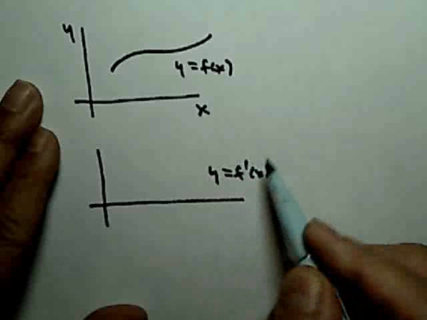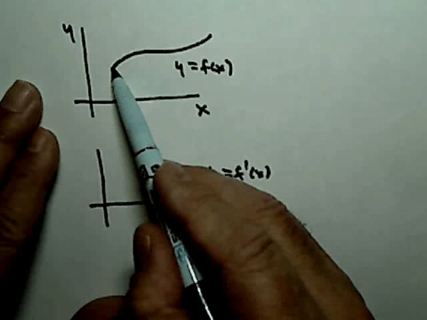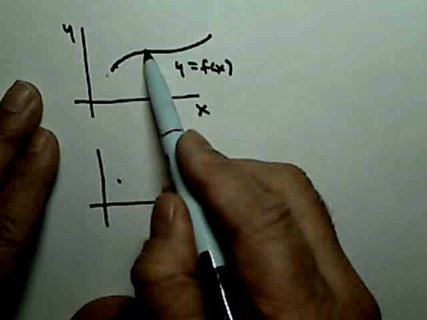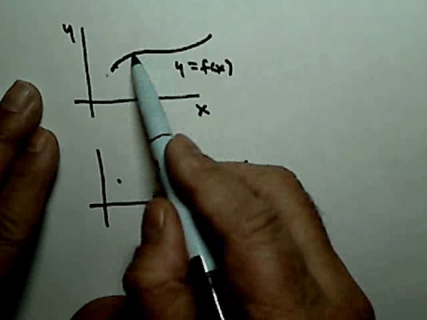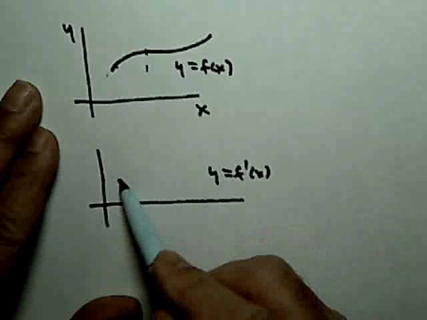Now we can almost eyeball it if we want to. For example, here we have the derivative is some positive number, and then as we move over to about here, the derivative is getting smaller and smaller till it gets to 0. So I'll just kind of line that up. That goes down to there.